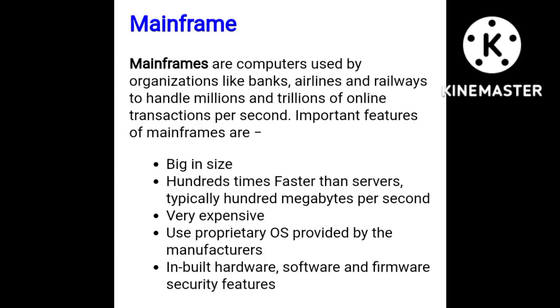Mainframe. Mainframes are computers used by organizations like banks, airlines, and railways to handle millions and trillions of online transactions per second. Important features of mainframes are: big in size, hundreds of times faster than servers, typically 100 megabytes per second, very expensive, use proprietary OS provided by the manufacturers, and inbuilt hardware, software and firmware security features.